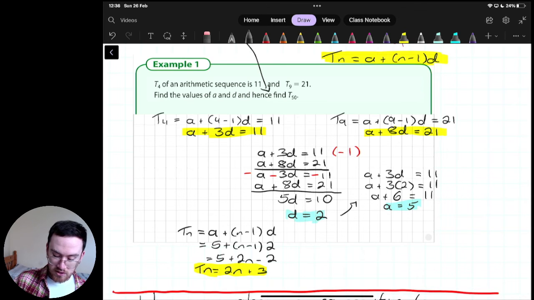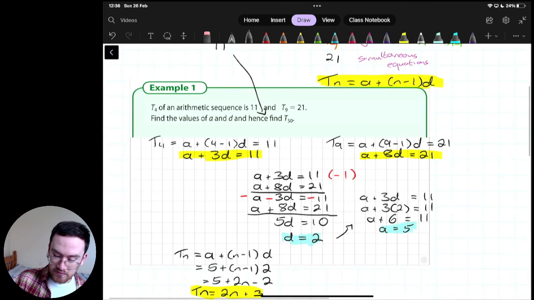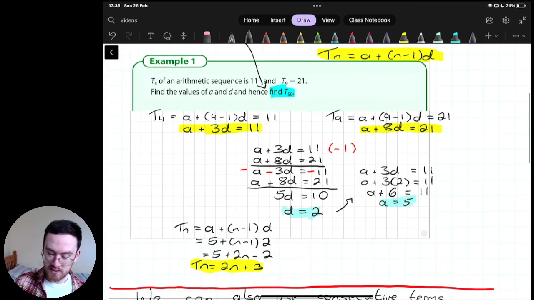And then the last part of the question says, hence, find T50. So we simply take our formula from here. Looking for T50, we sub in for n, and we get a value of 103 as our answer.